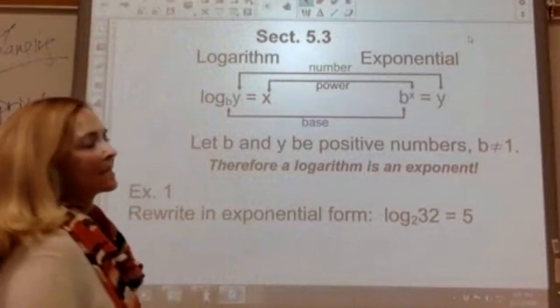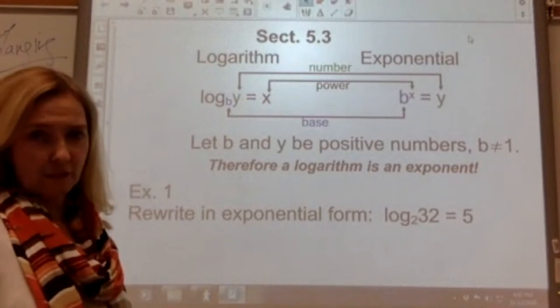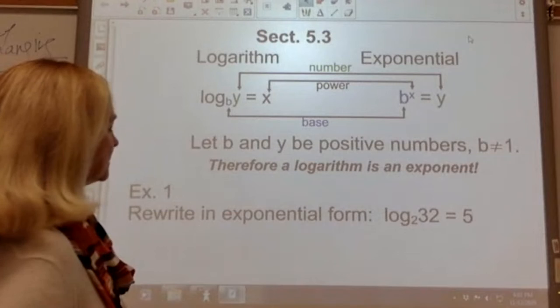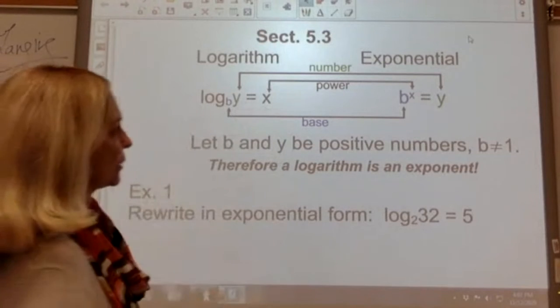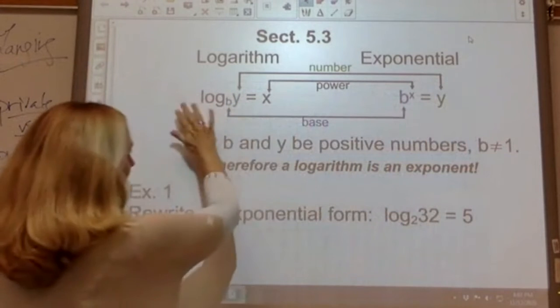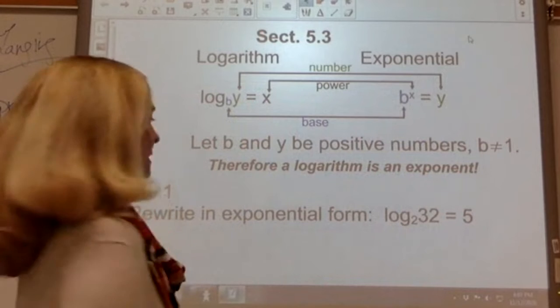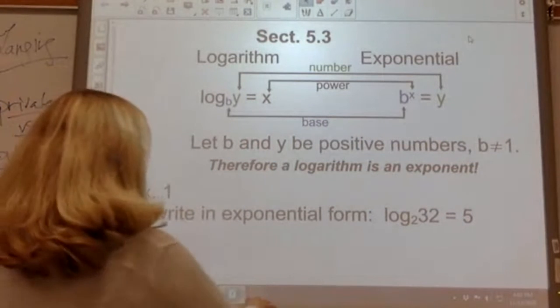All right, this section is over 5.3, and so we finally have made it to logarithms. Okay, so the way I'm starting out, I have an exponential form, and then how you rewrite it in a log form. Okay, one thing I want to say is why do we even have logs?